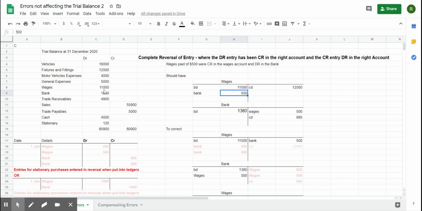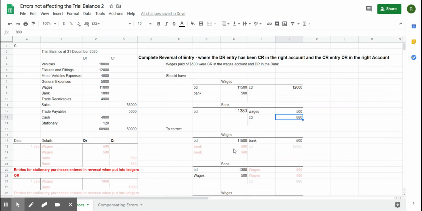So there's a 1,000 difference here between what the trial balance is saying and what the wages account should say, and it should have been 1,000 higher. But when we look at the bank account, we should have started with 1,380 in the bank. We should have deducted 500 for the money that we've paid out of the bank, and therefore we should have had a balance CD of 880. So the wages account is too small by 1,000, and the bank account is too big by 1,000.